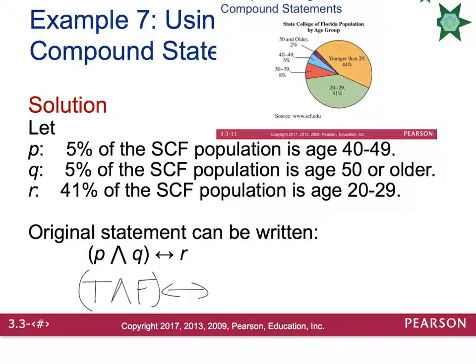And let's look at R now. R says 41% of the population is 20 to 29. If we go there, it's true. So R is true. Okay. So we have T and F, parentheses, if and only if T.